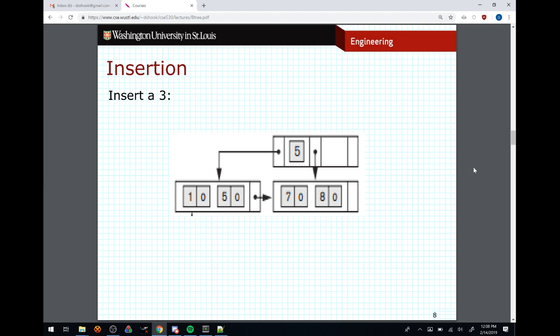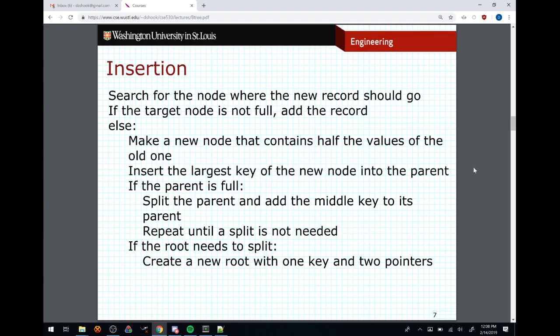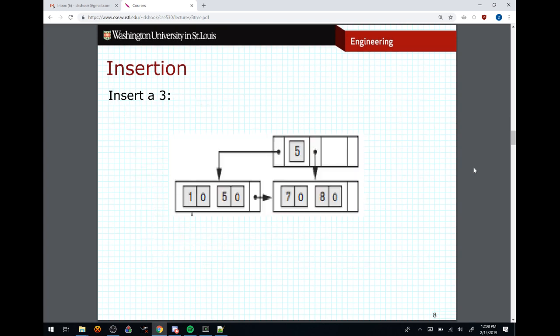But now we've got a problem. It's full. That node is full. It cannot hold any more values. So we have to do the split. So I'm going to make another node over here.